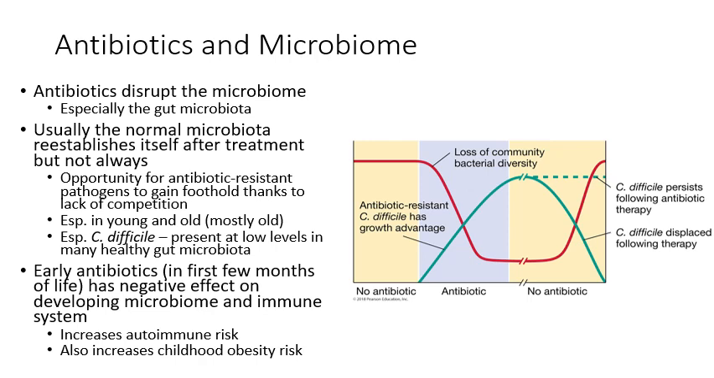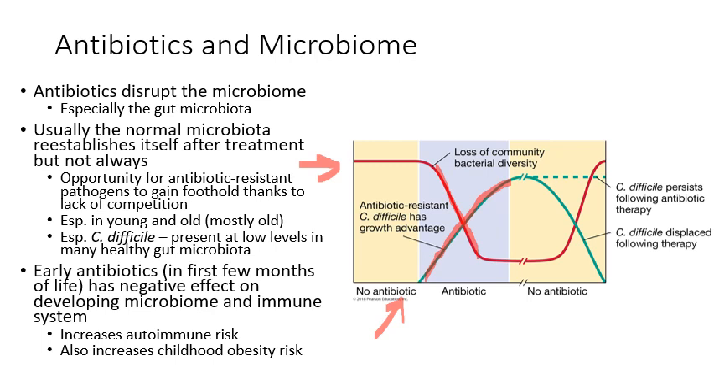And this graph is kind of showing that. So the red line is your normal microbiota in the gut. The green line is your C. difficile population level. So when antibiotic is applied, all these normal microbes start to die, and the C. difficile now doesn't have competition and it's resistant to the antibiotic, so it starts to grow to a real high level. And then after you stop taking the antibiotic, then you see what happens.